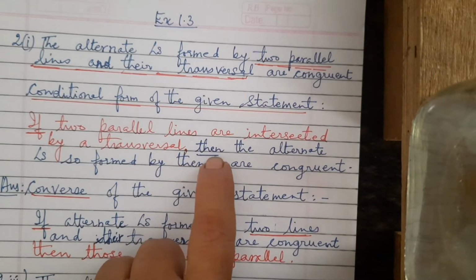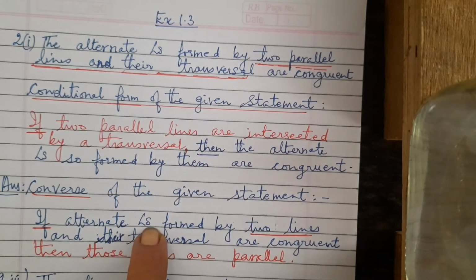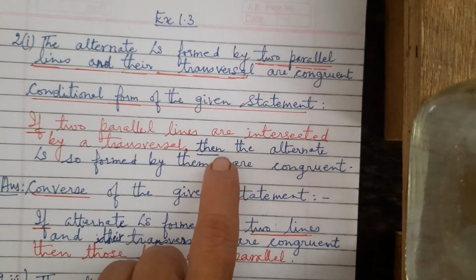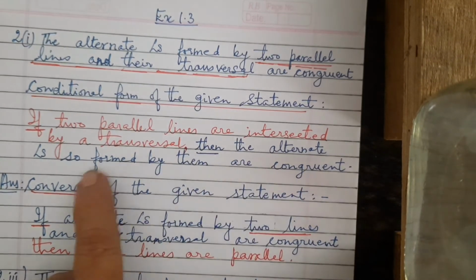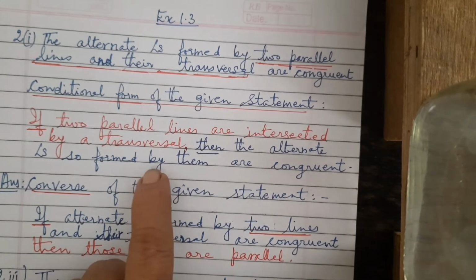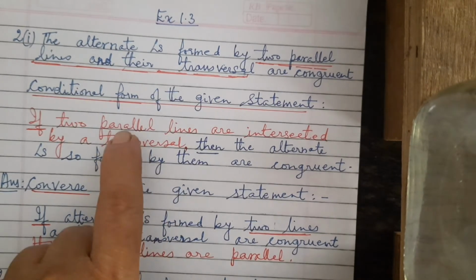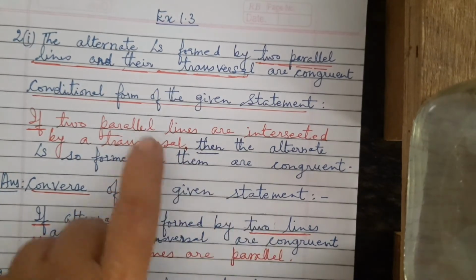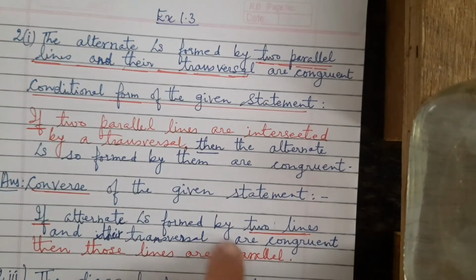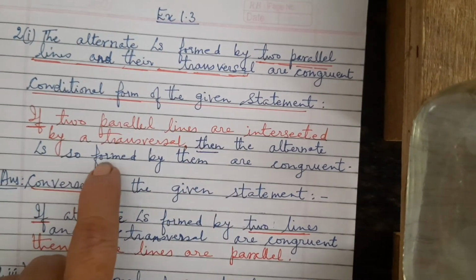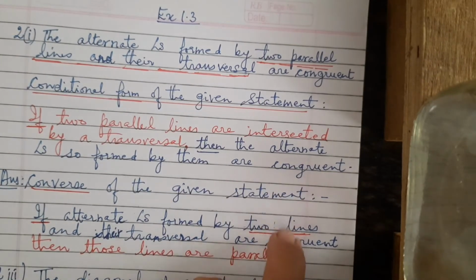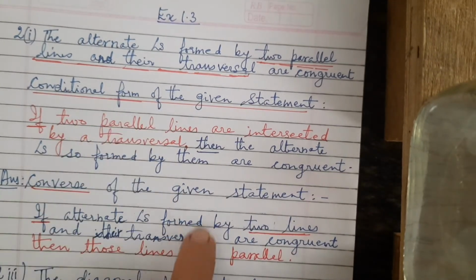Now in the converse, the then part will become the if part and the if part will become the then part. So in the converse we'll say if the alternate angles formed by two lines, do not say two parallel lines, because the two parallel lines will come in the then part. The two parallel lines here is given in the if part, so now the two parallel lines will go in the then part. So say the alternate angles formed by two lines and their transversal are congruent, then those two lines are parallel.